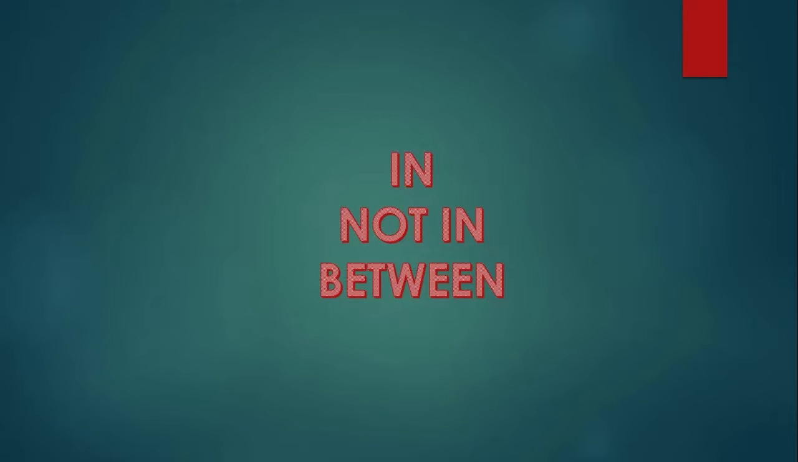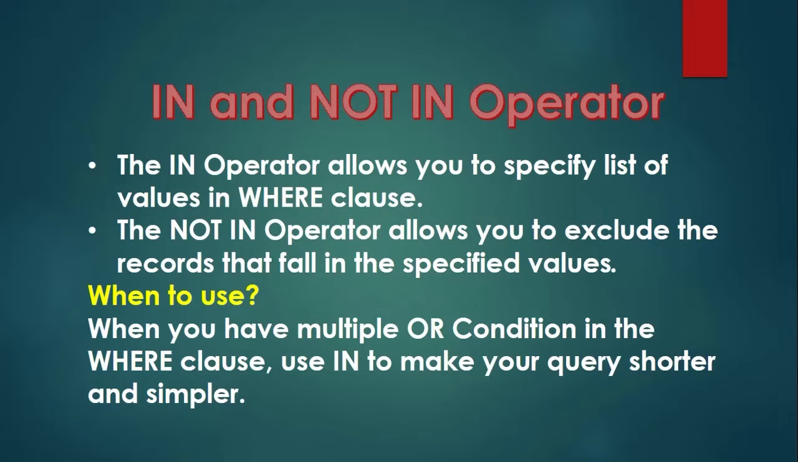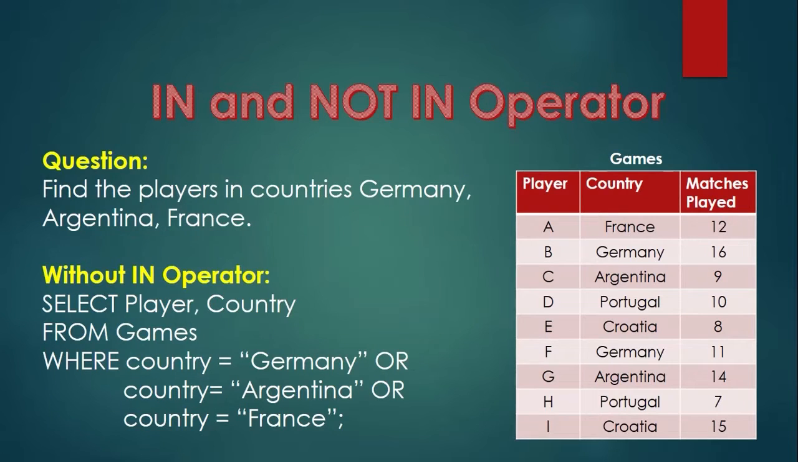Today we will take up the simple concept of IN, NOT IN and BETWEEN operators in SQL. The IN operator allows you to specify a list of values in the WHERE clause. Previously, we had filtered the rows based on only one value, but that is not always the case. When we have multiple options, that is, multiple OR conditions in the WHERE clause, then we can use the IN operator. Let us take an example to understand.